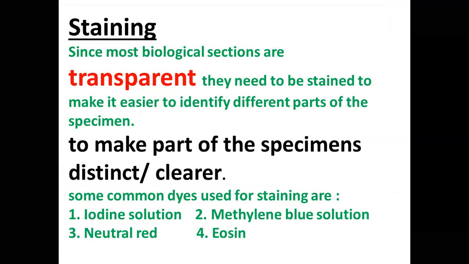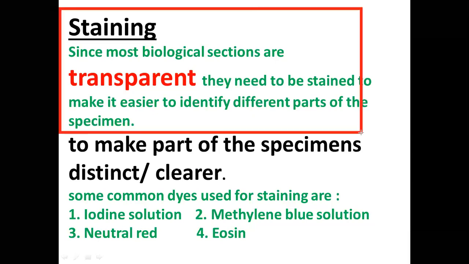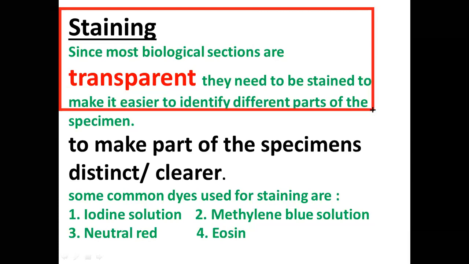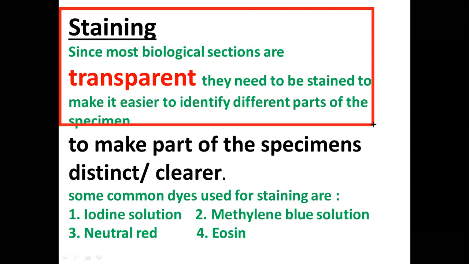Now, in most cases, most of the biological specimens that we are handling are transparent. When a tissue is transparent, when a cell is transparent, or do I say translucent sometimes, we may not see or we may not identify the parts. So most biological sections are transparent. They need to be stained to make it easier to identify different parts of the specimen. Indeed, we stain to make part of the specimen distinct, or to make part of the specimen clear.